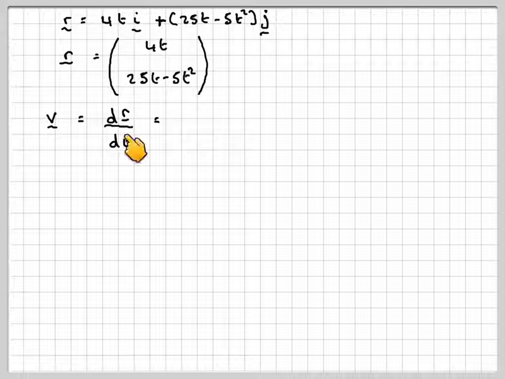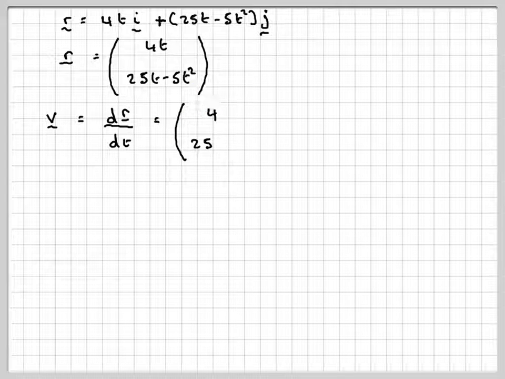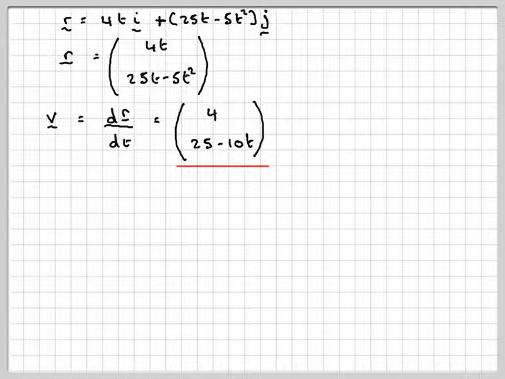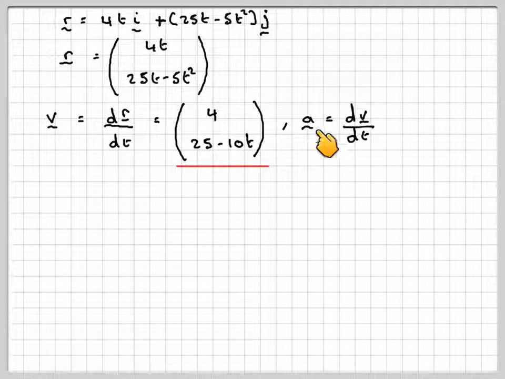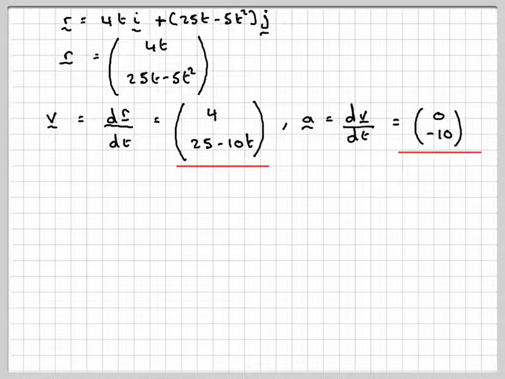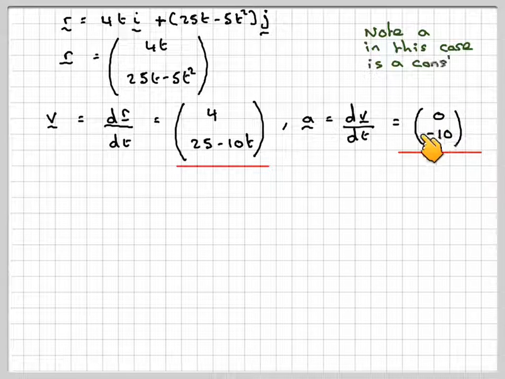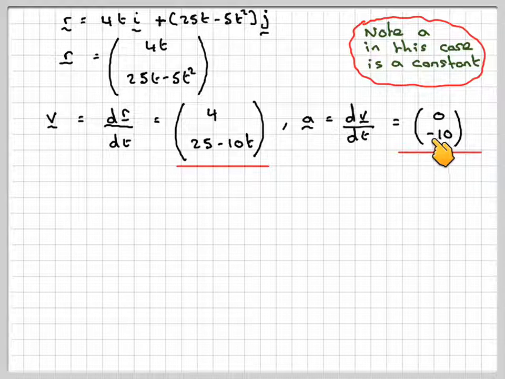Okay, so that means we have to differentiate each component. The differential of 4t is 4, and the differential of this will be 25 minus 10t. The acceleration means I need to differentiate this again. So if I differentiate 4, I get 0, and if I differentiate this, I get minus 10. I use minus 10 because it's very close to gravity, although we use minus 9.8. Okay, so note here that the acceleration is a constant. So it's going to be minus 10, so 10 acting downwards.